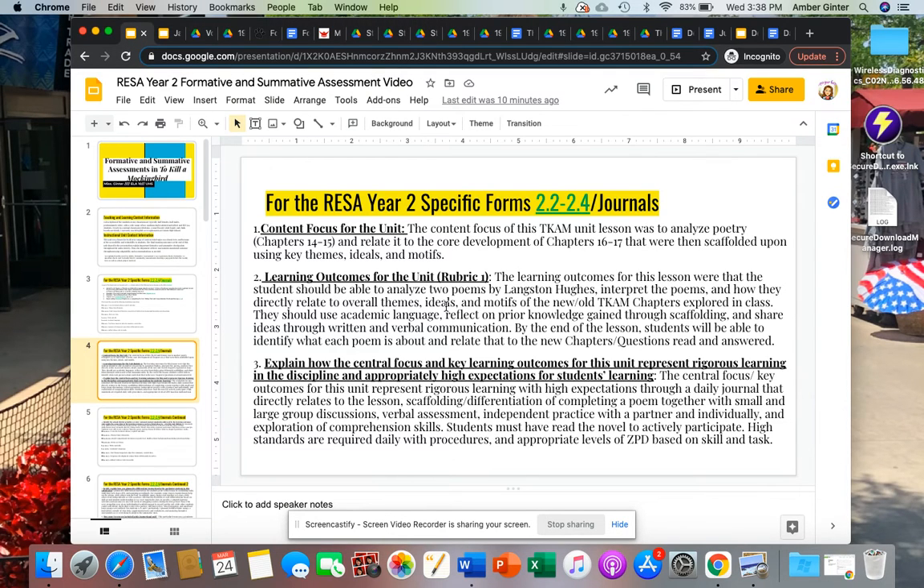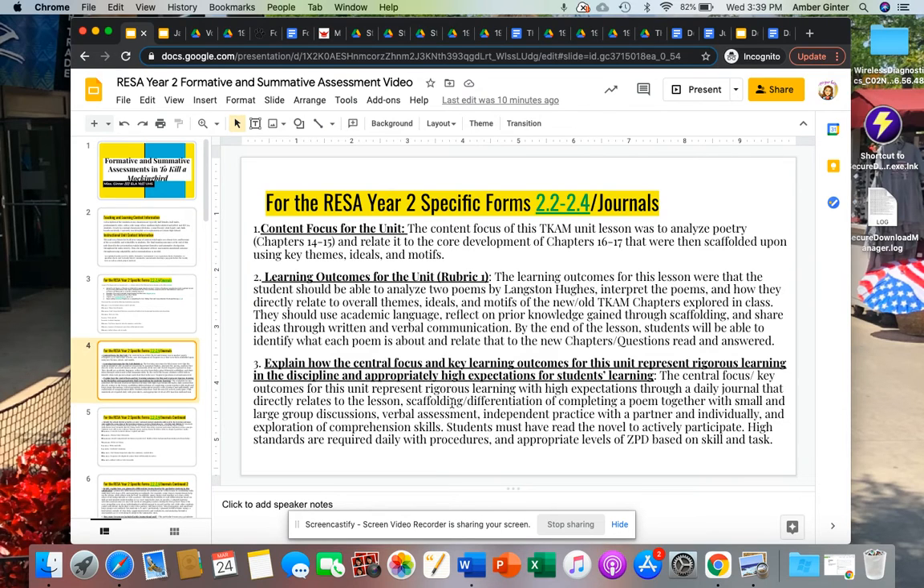So from that, you can see our learning outcomes from not only that worksheet, but also what was shared here on the slide. The students should be able to analyze two poems by Langston Hughes, interpret the poems, how they directly relate to overall themes, ideals, motifs of the new and the old To Kill a Mockingbird chapters explored in class. They should use academic language, reflect on prior knowledge gained through scaffolding, share ideas through written and verbal communication. And by the end of the lesson, students will be able to identify what each poem is about and relate that to those questions and chapters that they read and answered.